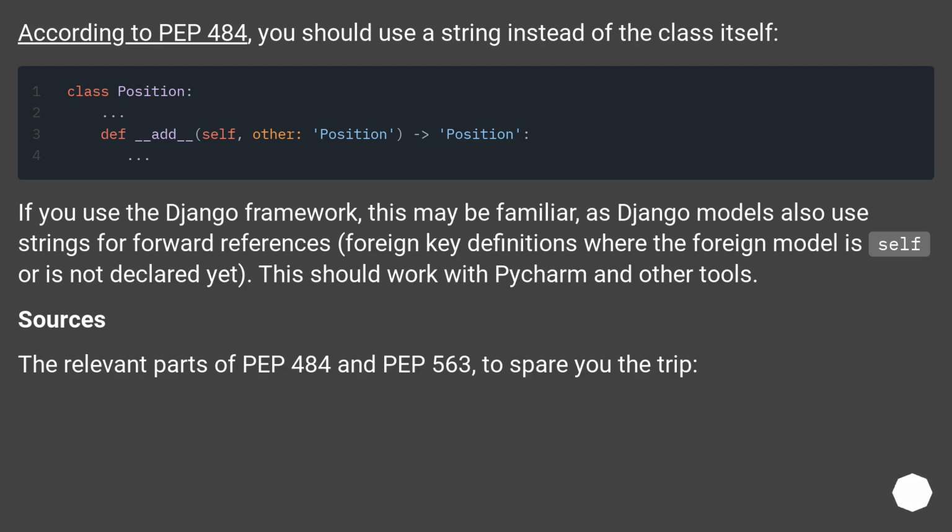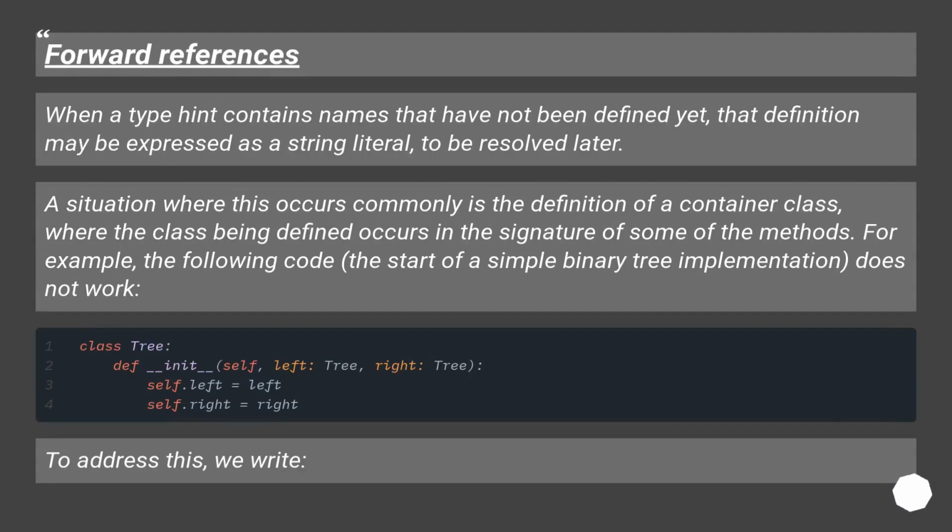Sources: the relevant parts of PEP 484 and PEP 563, to spare you the trip. Forward references: when a type hint contains names that have not been defined yet, that definition may be expressed as a string literal, to be resolved later. A situation where this occurs commonly is the definition of a container class, where the class being defined occurs in the signature of some of the methods. For example, the following code, the start of a simple binary tree implementation, does not work.